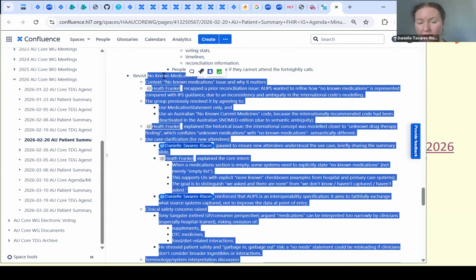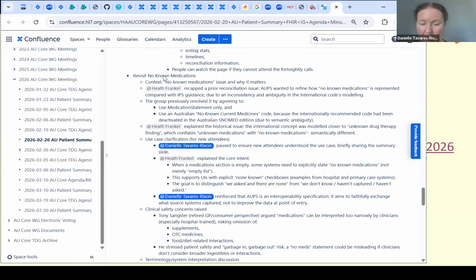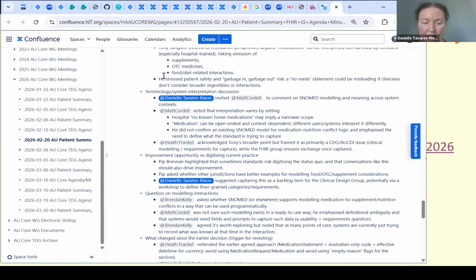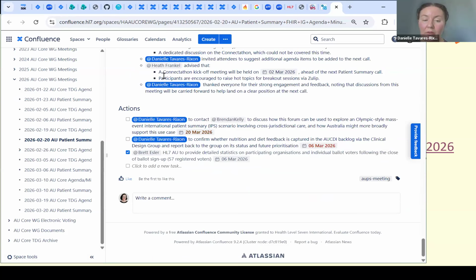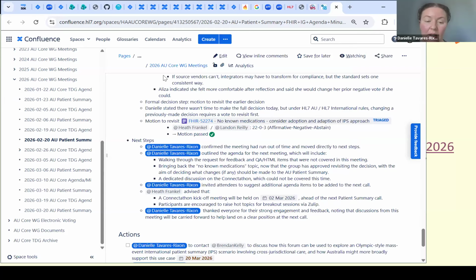So this was a revisit. We did a revisit on that, and then we actually made a decision on where we want to go for no known medications, and then there were some next steps.